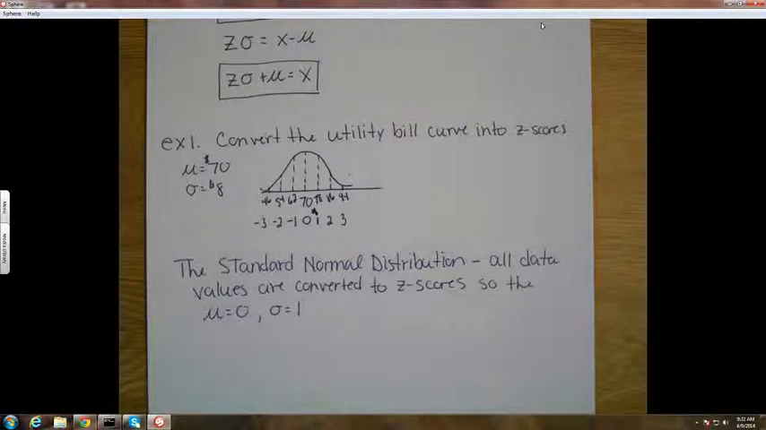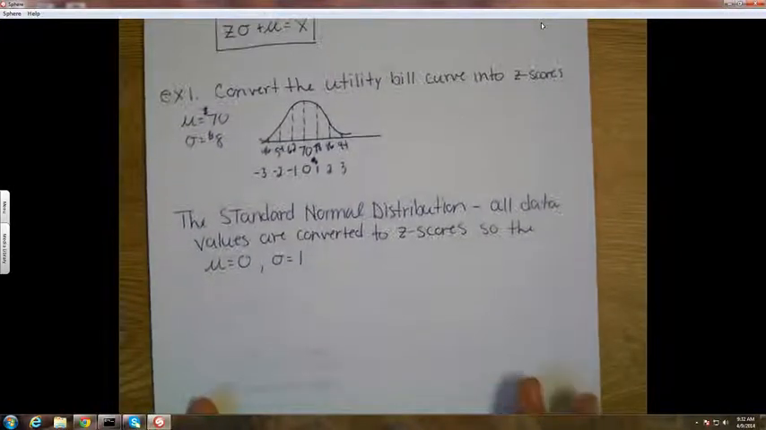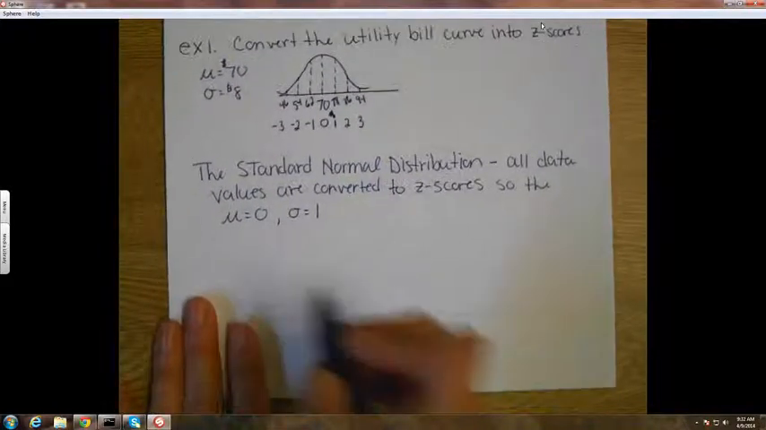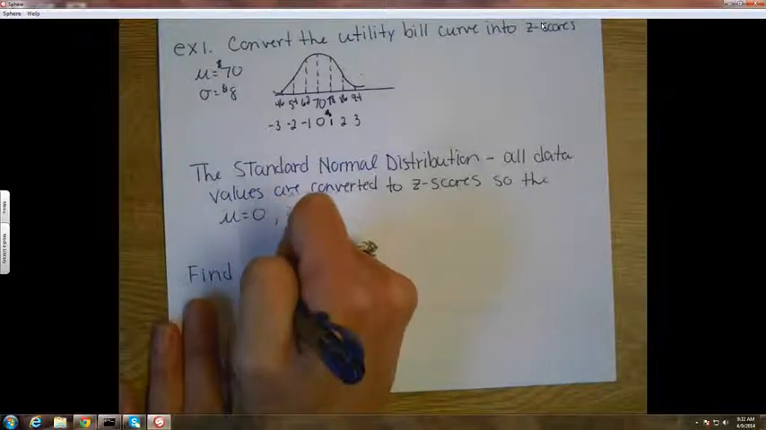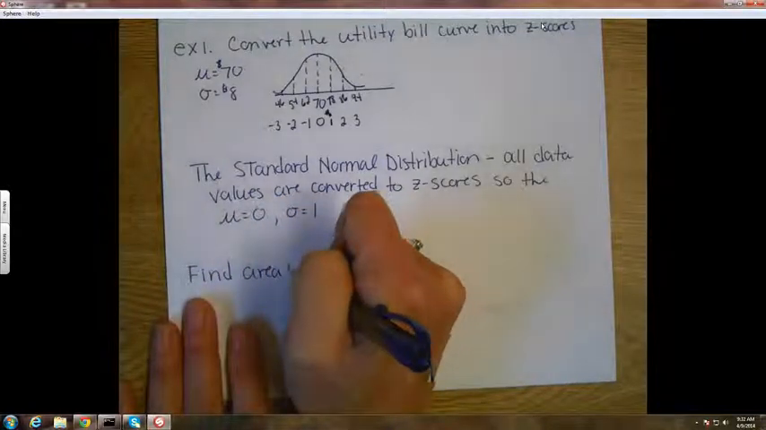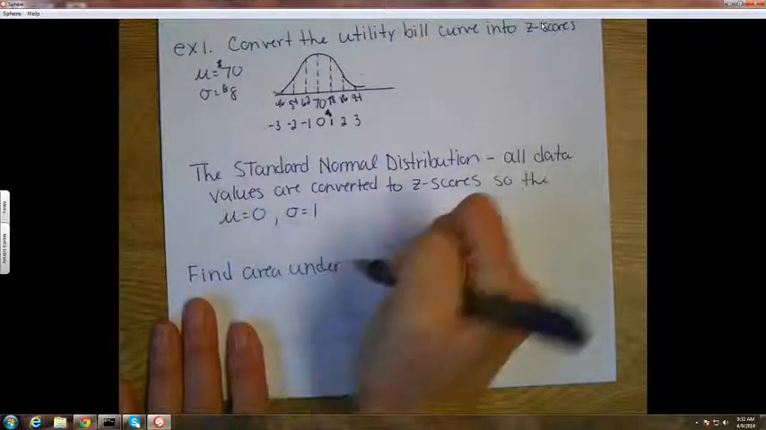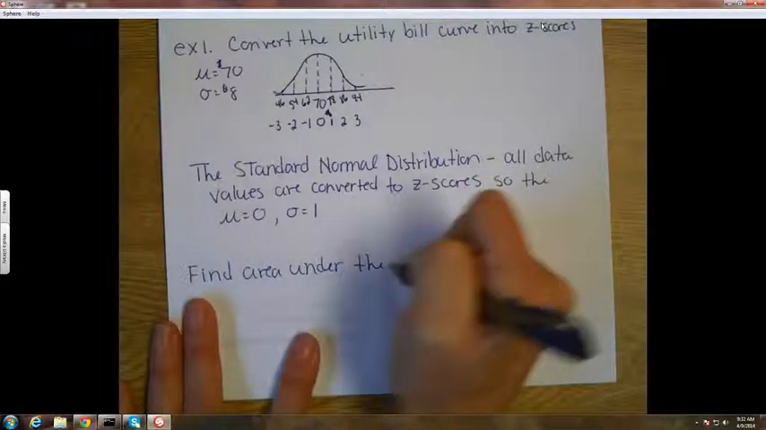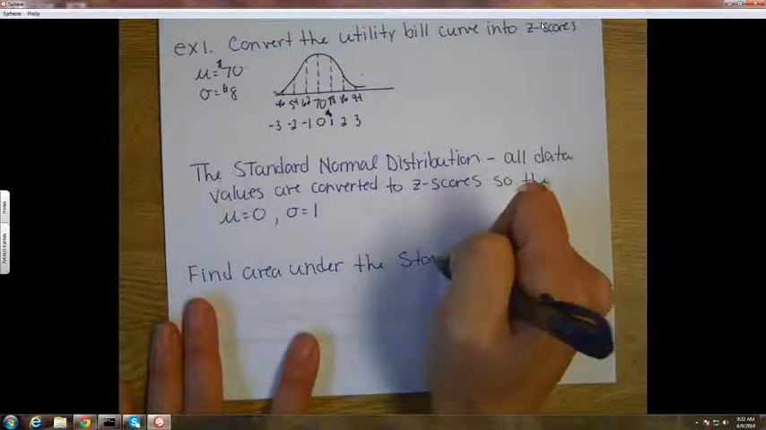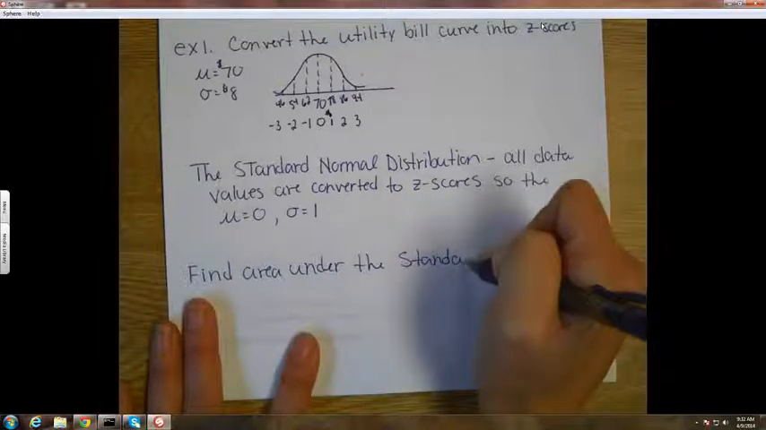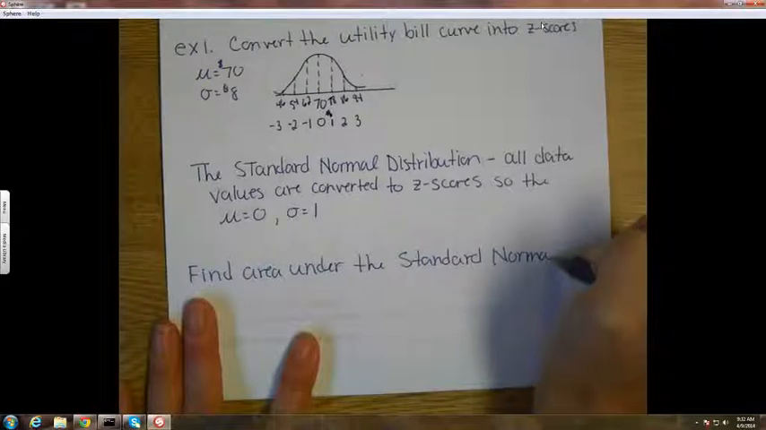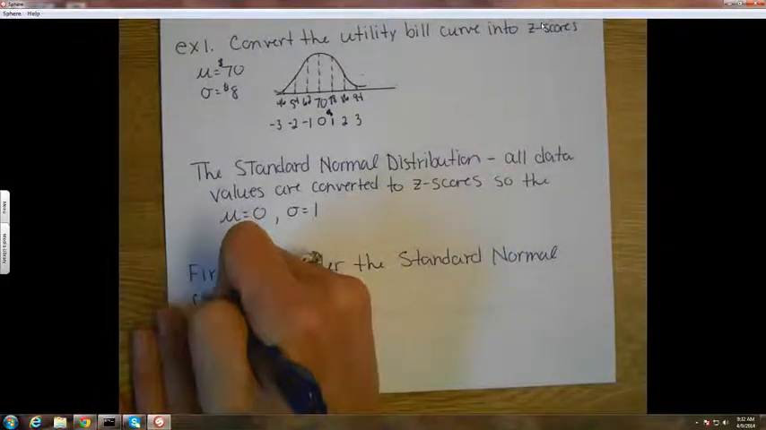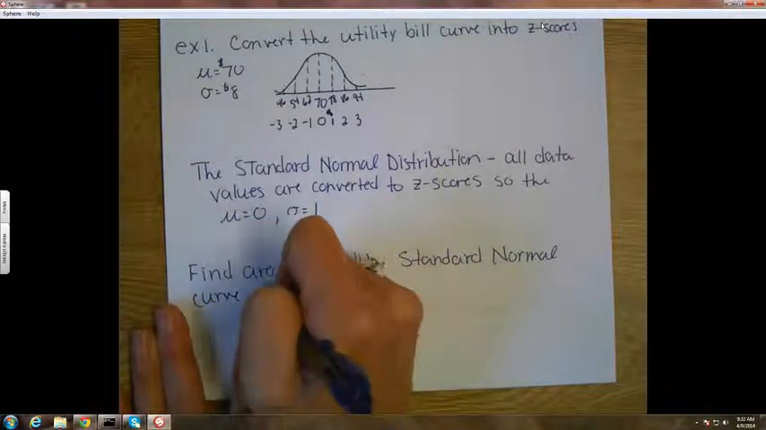But okay, so what we're going to do is find area under the standard normal curve by table first.